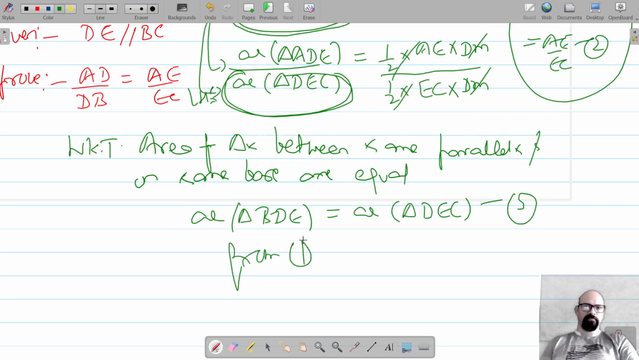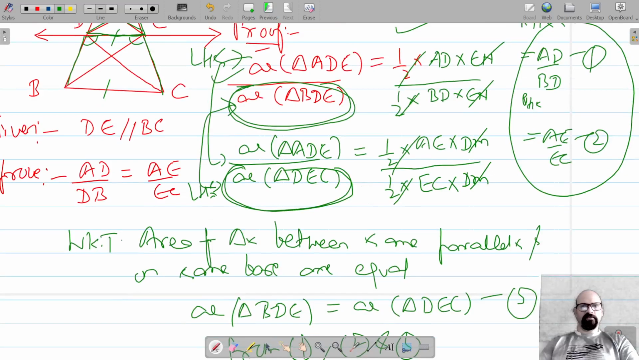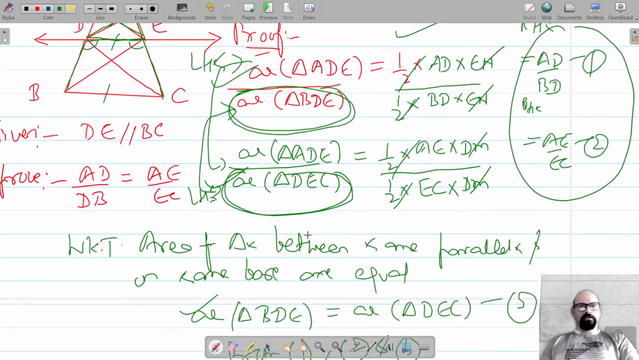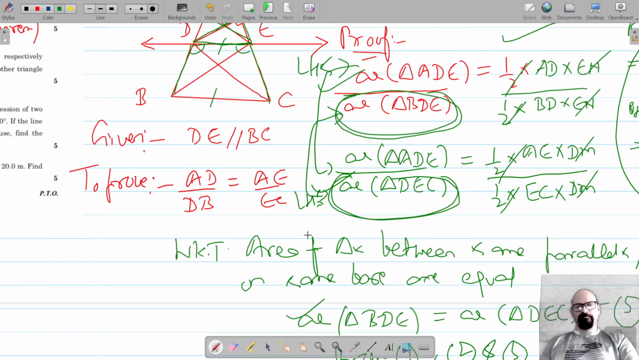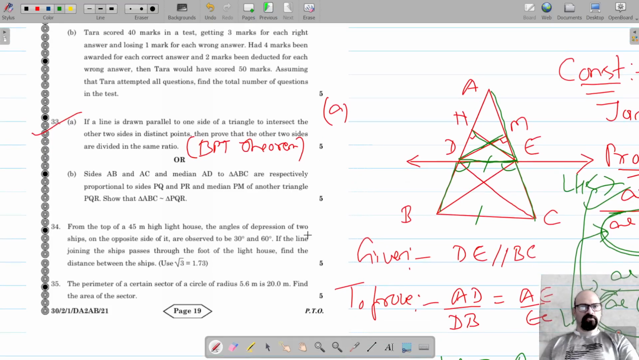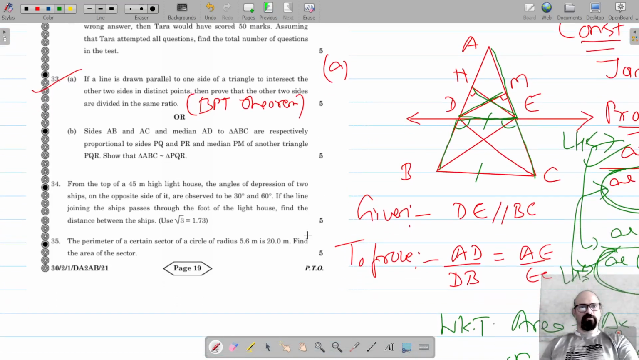So instead of replacing the value DEC and BC, I'm just going to write from 1, 2, and 3. If we compare these equations 1, 2, and 3, we get that AD by DB is equal to AE by EC, which is the BPT theorem. So hence we have proved that if a line is drawn parallel to one side of a triangle to intersect the other two sides in distinct points, then the other two sides are divided in the same ratio. Let's move on to part B of the same question.